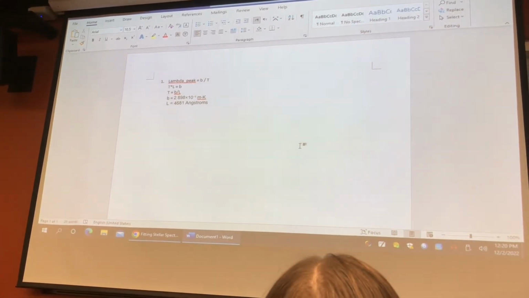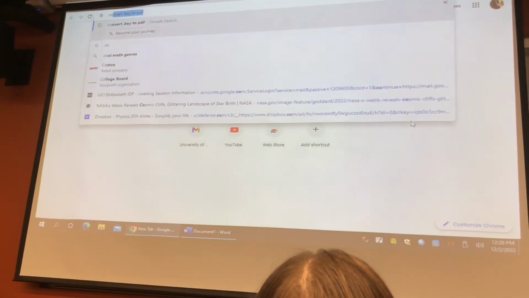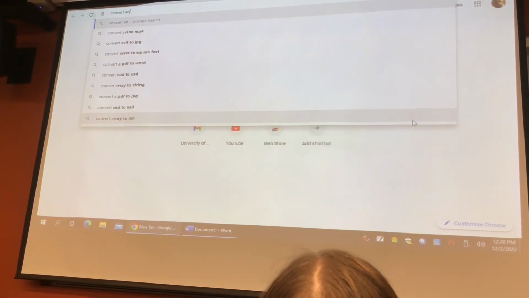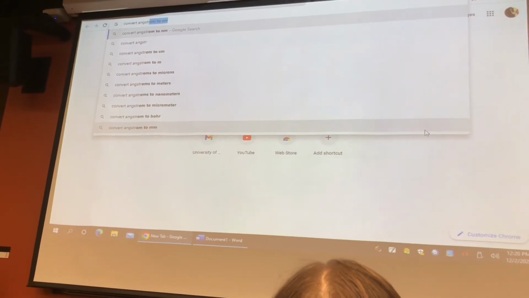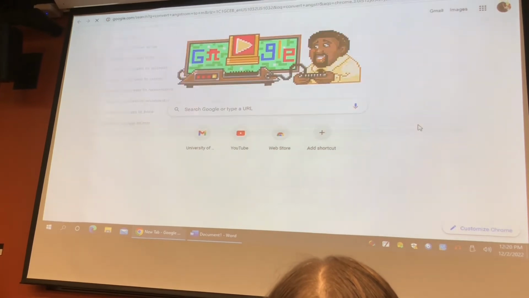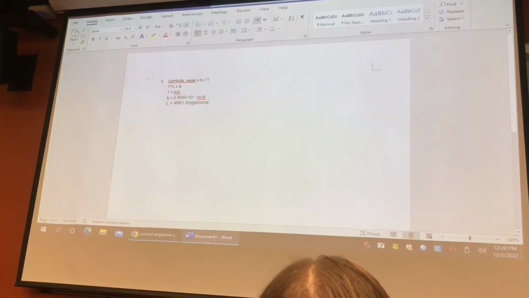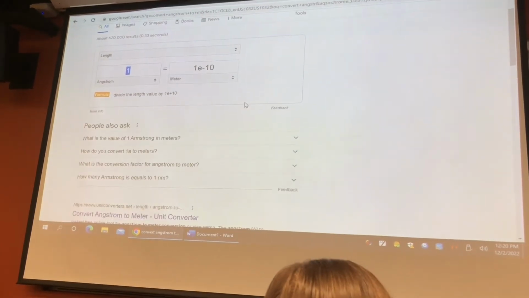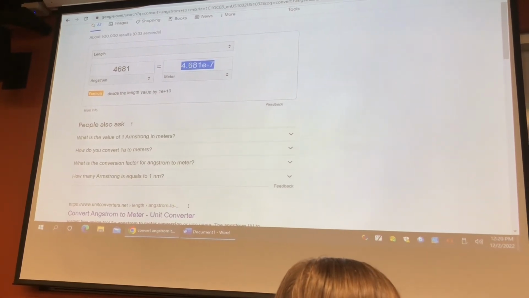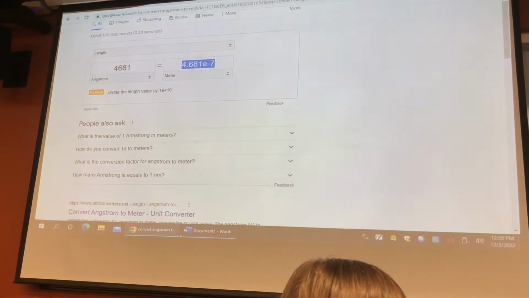The way to do this is to go back to your browser, Google. It's really hard to type in front of an audience. I don't know if you guys know that. Convert angstroms to meters. And here we go. We can just use this. So that was, again, 4681 angstroms. Okay, so we now get 4.681 times 10 to the minus 7 meters. Copy that.